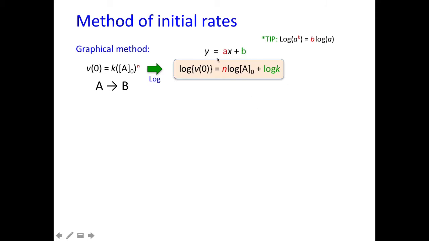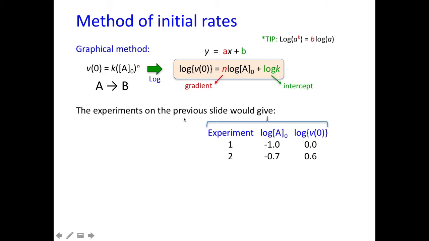Now this is similar to the equation of a straight line, where I can identify log of V0 as the y, and log of the initial concentration of A as the x. In this case, the slope would be my exponent n, and the intercept of this equation would be the logarithm of k. So now we have the intercept and the gradient, and we just need to take data from experiments.